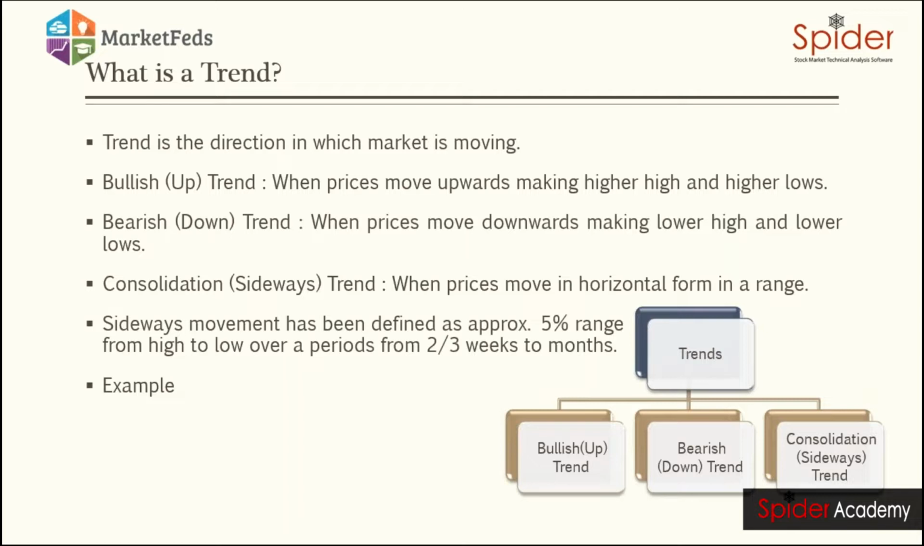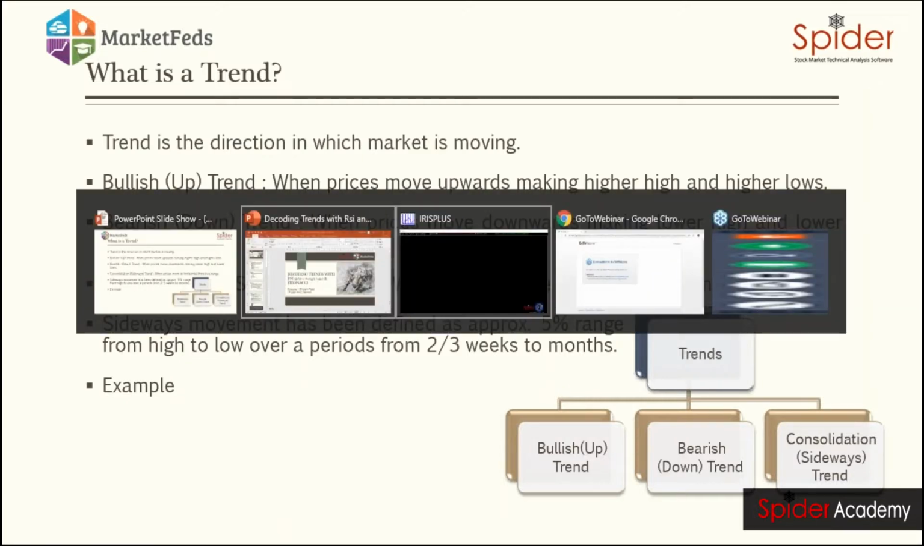Now, for the sideways trend, we have put it into a definition where we have an approximation of a maximum 5% move from the high to the low, which is what we call the resistance to the support level. And it extends over a period of 2 to 3 weeks to months. We'll be taking up an example for the same through the software.